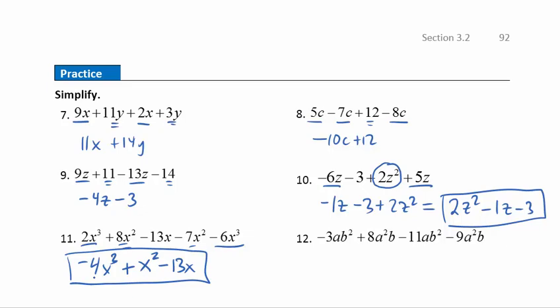Okay, 12. Let's see. ab squared. Nope, that's a squared b. ab squared, there's one right there. So negative 3 of these and negative 11 of those would give me negative 14 of those ab squareds. And then a squared b and a squared b, a positive 8 and a negative 9. That would give me negative 1 a squared b, or just negative a squared b.